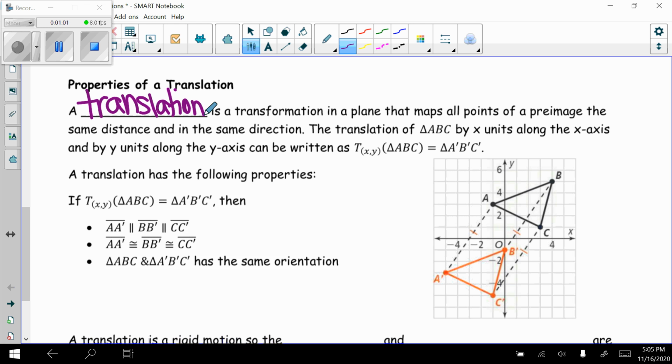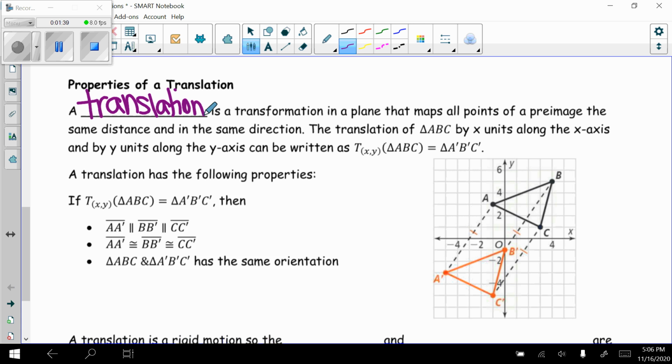A translation is a transformation in a plane that maps all points of a pre-image the same distance and in the same direction. The translation of triangle ABC by x units along the x-axis and by y units along the y-axis can be written as, so here's our notation, the capital T stands for translation, and then what are we translating? What's the rule? X comma y. What are we translating? So in parentheses, triangle ABC is equal to triangle A prime, B prime, C prime. So it tells me a translation has the following properties.